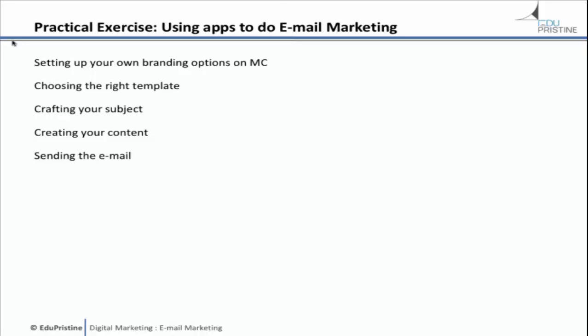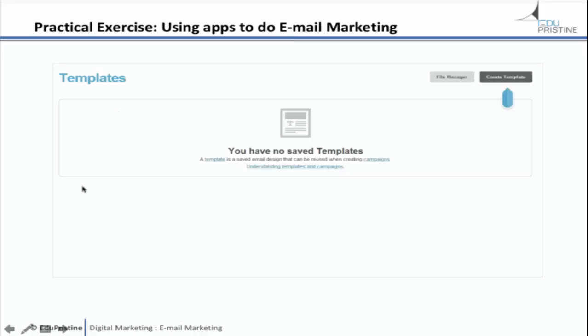So what can you also do here? Using MailChimp, you can set up your own branding options. So whenever you send out any emails, you can put out your own brand. Choosing the right template. There are multiple templates available in MailChimp, you can use one of those. Crafting the subject, creating your content, and then sending the email. So let's look into how you can do that.